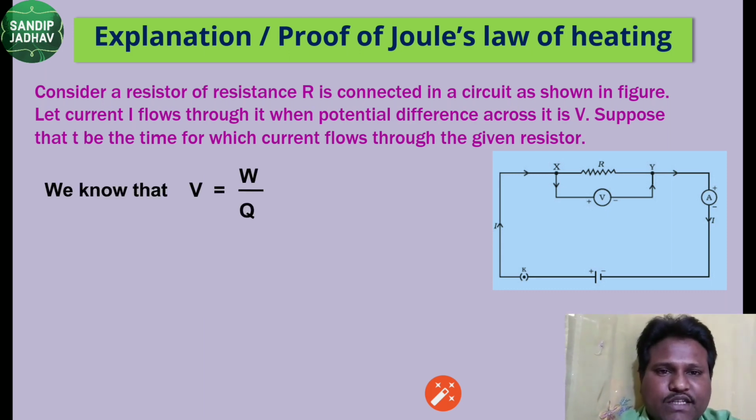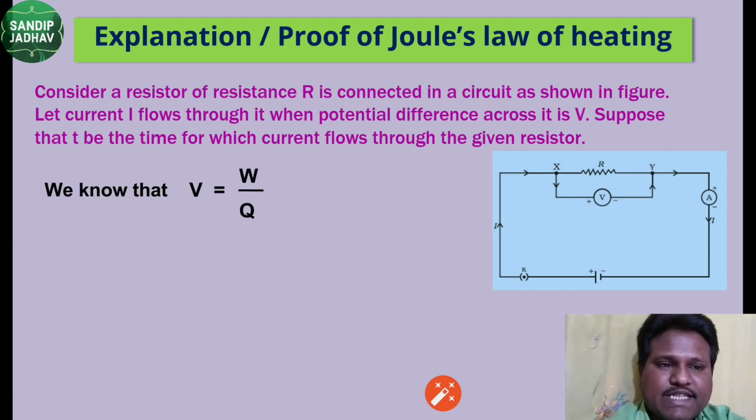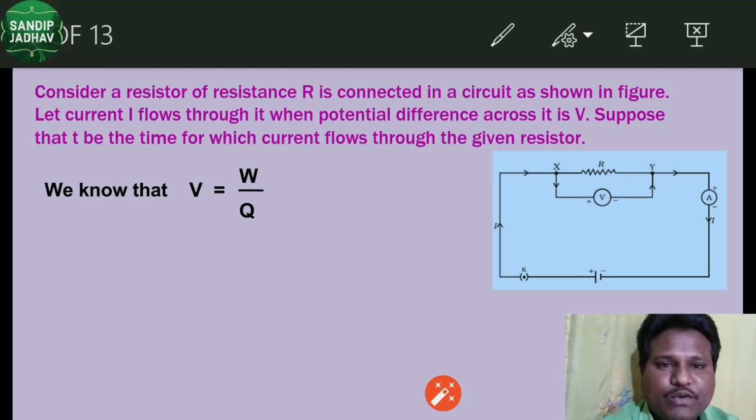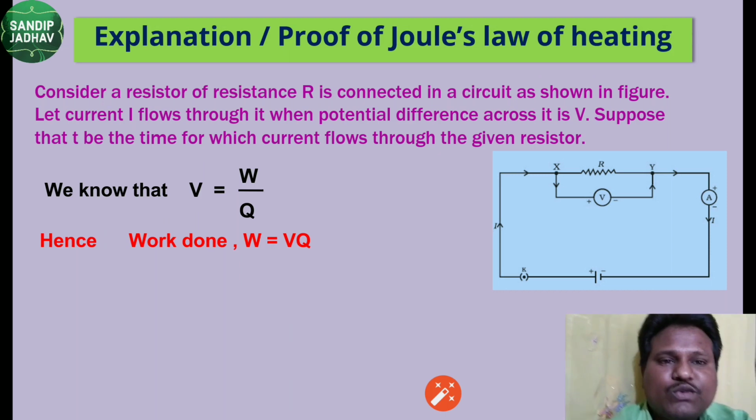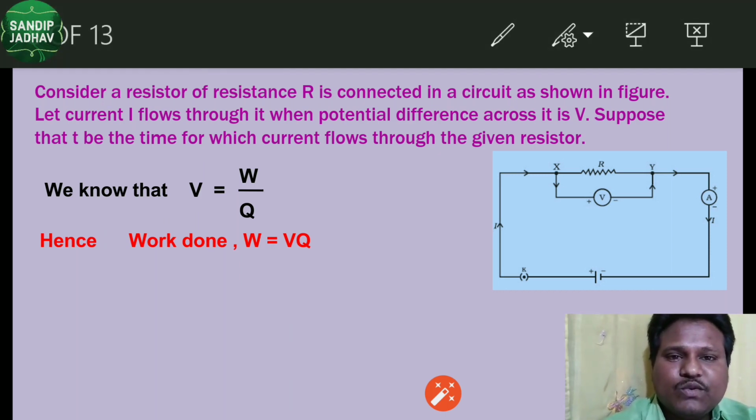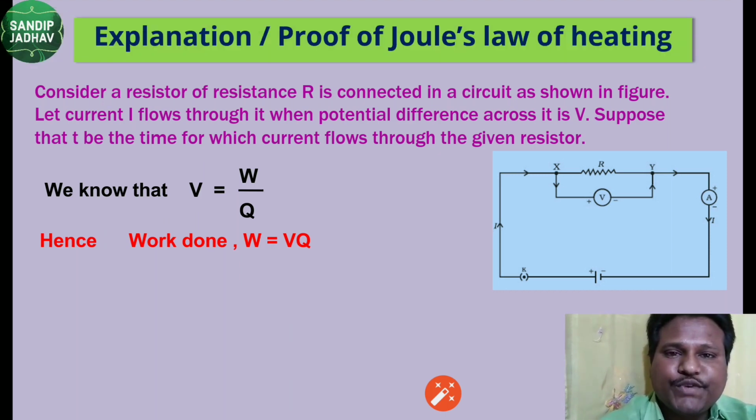So we know the relation V is equal to W by Q. That is the definition of potential difference: work done to bring a charge from one point to another. That work done per unit charge is nothing but the potential difference. What we need is to find the heat energy, and you know that work is nothing but energy. So we can write W is equal to V into Q. This work done will be stored in the form of heat energy. So our ultimate target is to find the heat energy.